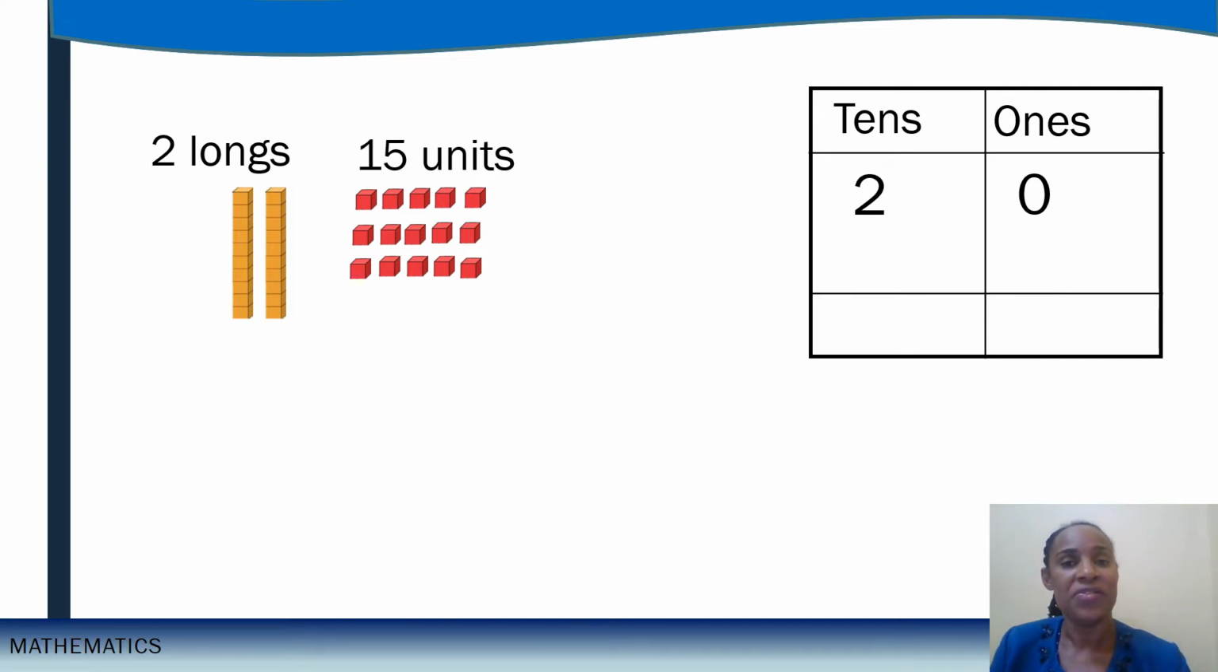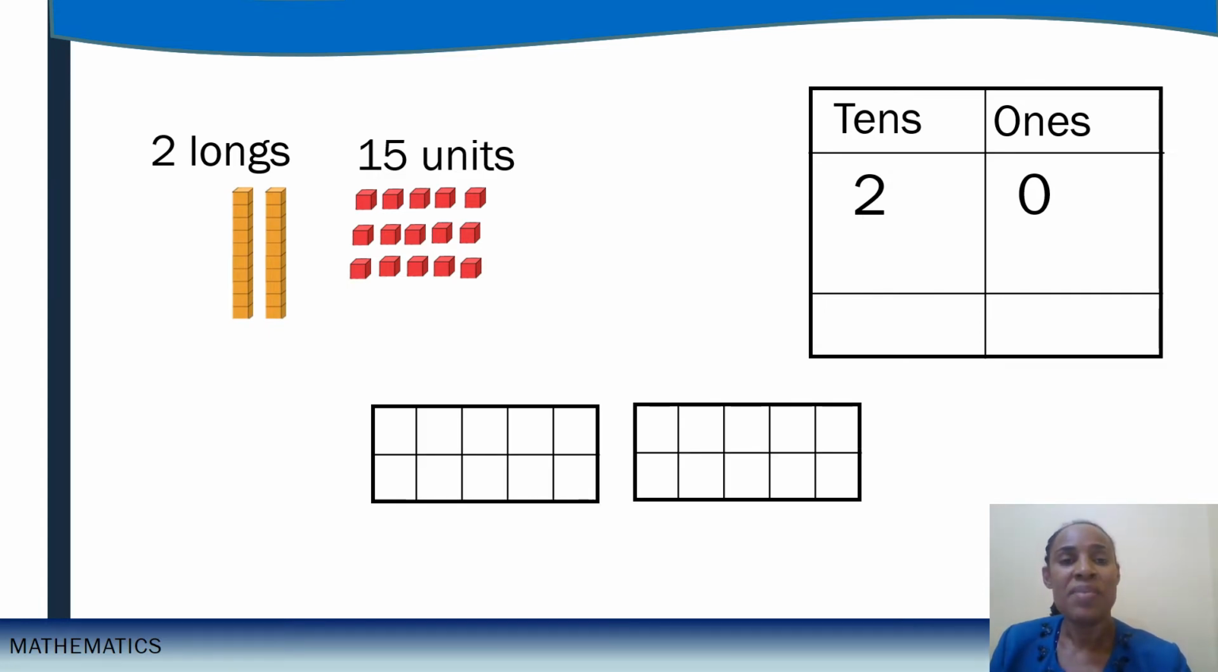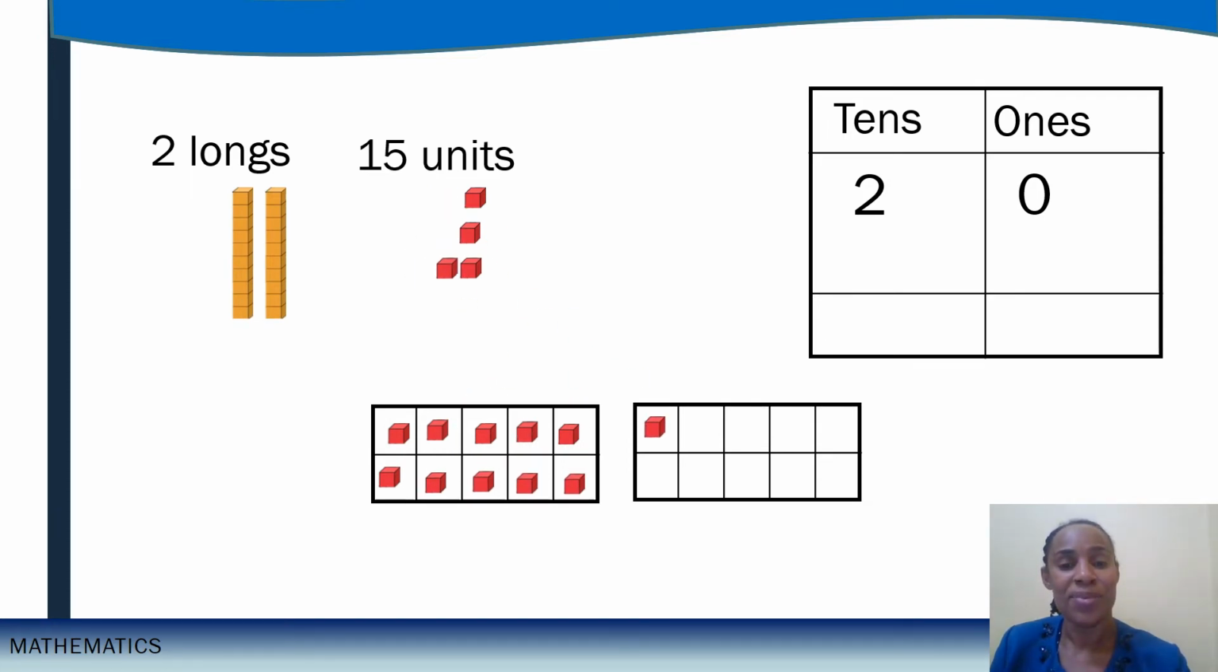Now for our 15 units. To help us write our 15 units, we will use 10 frame maths. Now, 10 frame maths help us to identify groups of 10 ones quickly. Look at this. Let's put our units on the 10 frame. 1, 2, 3, 4, 5, 6, 7, 8, 9, 10. 1, 2, 3, 4, 5. Boys and girls, this is amazing.